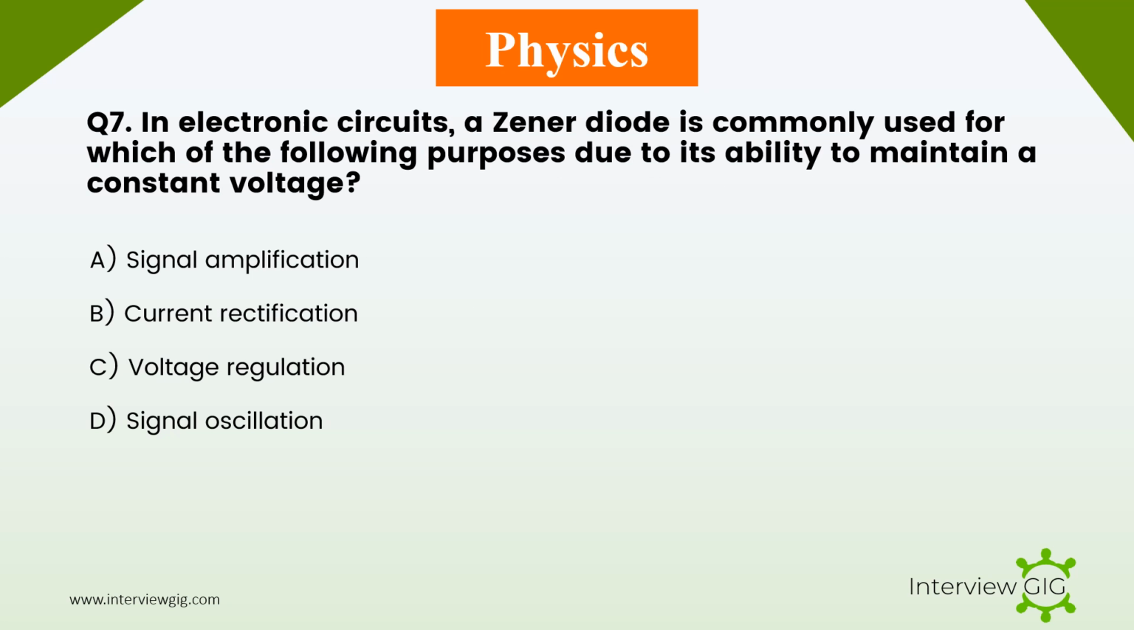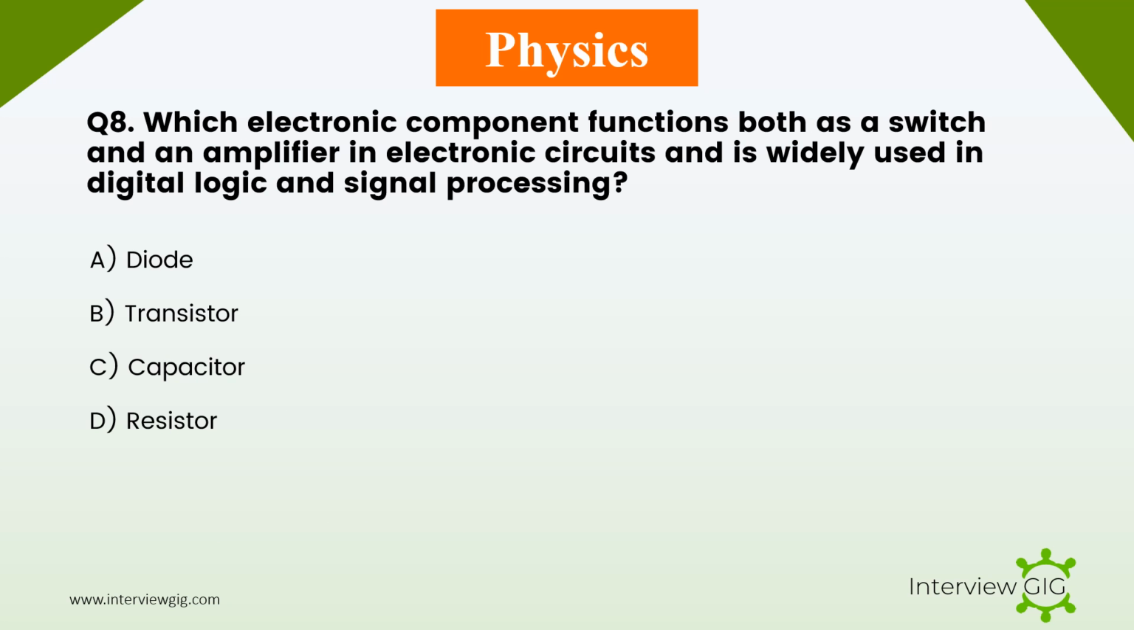Next question. In electronic circuits, a Zener diode is commonly used for which of the following purposes due to its ability to maintain a constant voltage? Options. A. Signal amplification. B. Current rectification. C. Voltage regulation. D. Signal oscillation. Answer C. Voltage regulation.